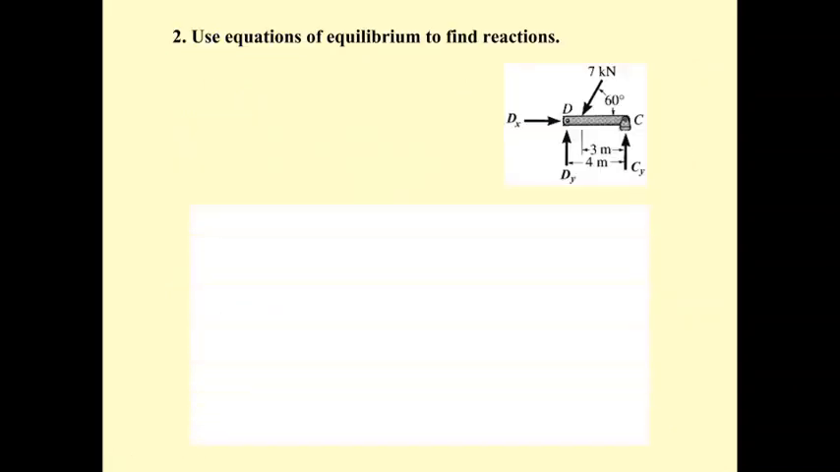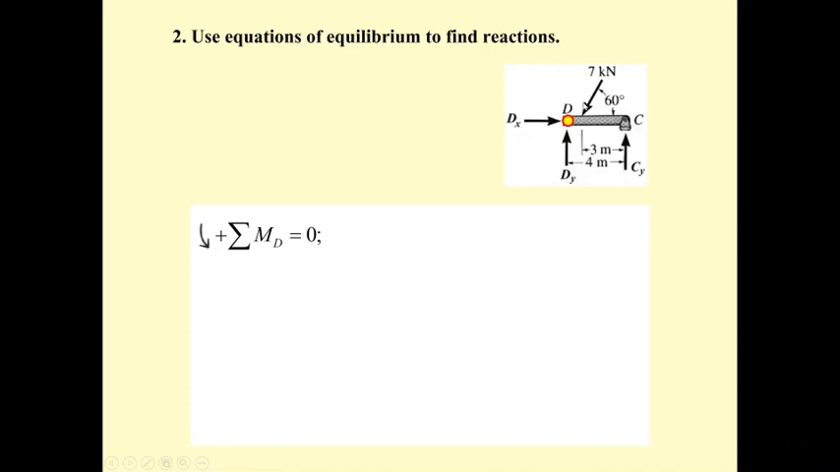Okay, and then if you take the moment at D, we're going to find the C sub y. The C sub y is going to rotate counterclockwise about D, and C sub y is going to be times 4. That is going to be positive. The 7 kilonewton force must be separated into the vertical direction, which is going to be 7 sine 60, and in the horizontal direction, it's going to be 7 cosine 60. So only 7 sine 60 produces the moment in the opposite direction of the C sub y.